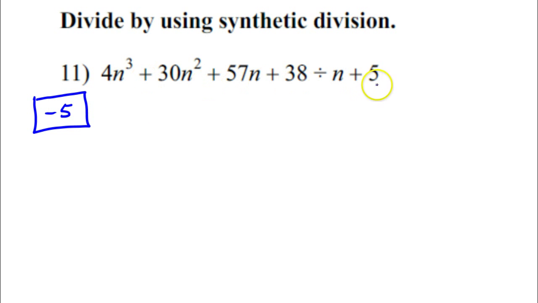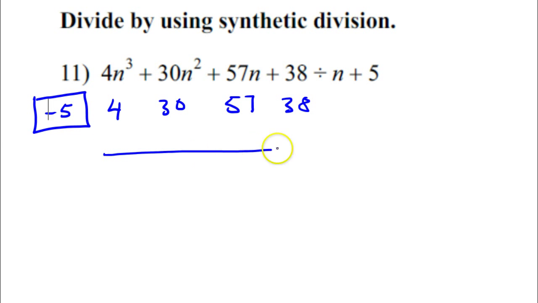Now I'm going to deal with the coefficients here. Let me scan and make sure I'm not missing any terms. 3, 2, 1, 0. They're all there. If there are ever any missing terms, you are going to have to put in a placeholder. So I'm just going to do the coefficients. I've got 4, 30, 57, and 38. So you set it up like this.